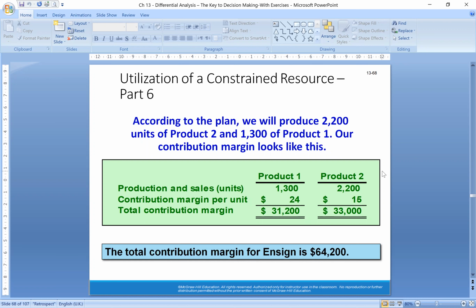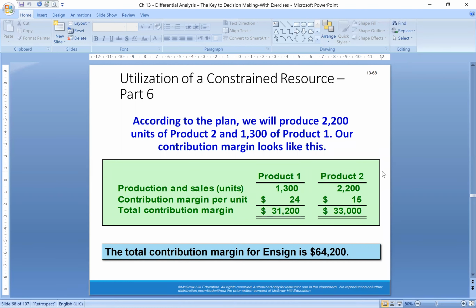According to the plan, we produce 2,200 units of product 2 and only 1,300 units of product 1. Given this information, for product 1, 1,300 multiplied by 24, which is the contribution margin, the total contribution margin achieved by product 1 is 31,200. And we are fulfilling 2,200 units of product 2, multiplied by $15 contribution, so 33,000.